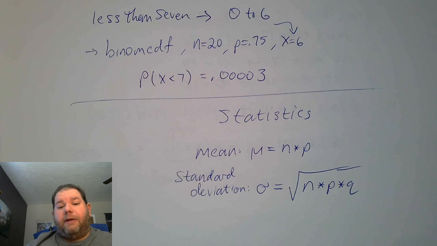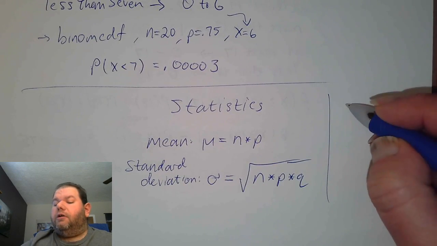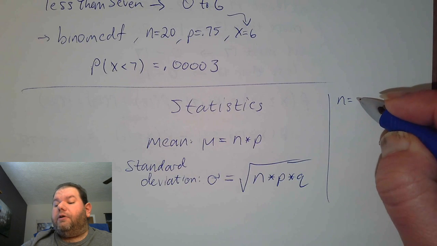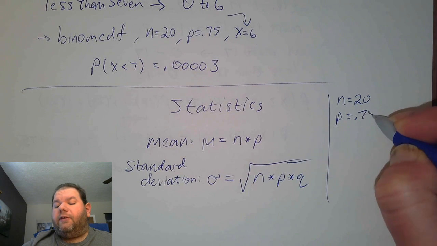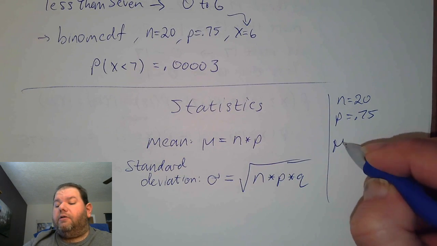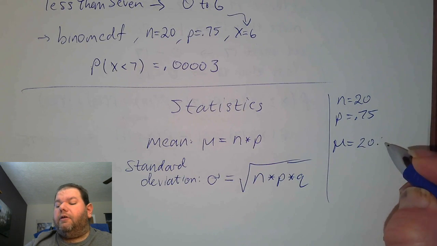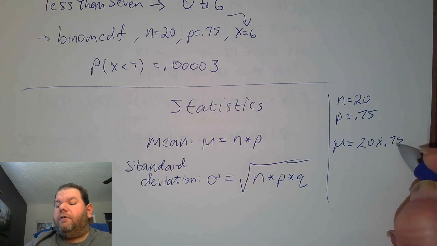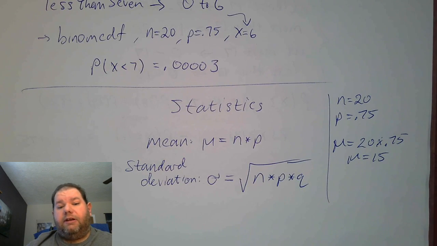Now, for our basketball player, we know that n is equal to 20. We're taking 20 shots, and we have a historical success rate of 0.75. So for the mean, we just multiply those two together. 20 times 0.75. So on average, the basketball player would expect to make 15 out of 20. And if we look at our table, that's actually the outcome that has the highest probability of any number from 0 to 20.